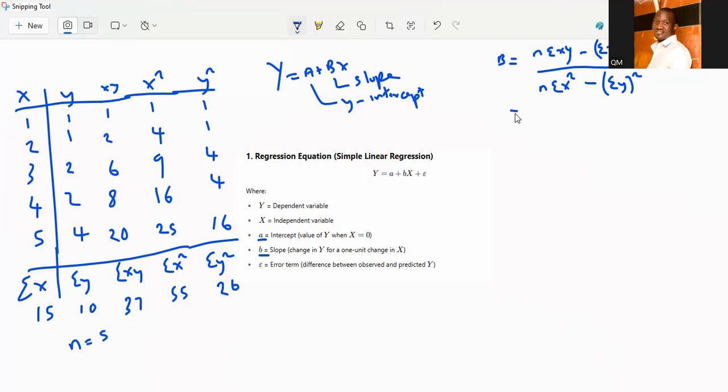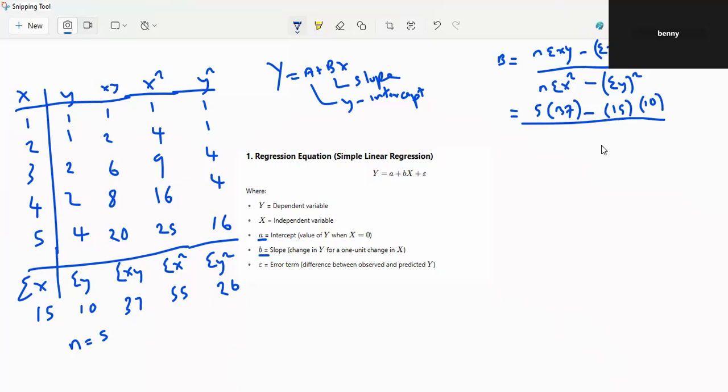We'll substitute here. What are we going to have? 5. Xy is what? 37. X is what? What's summation of x? 15. Summation of y? What is summation of y? Summation of y, that's 10. Then down there, our n is still 5. And what is summation of x squared? 55.